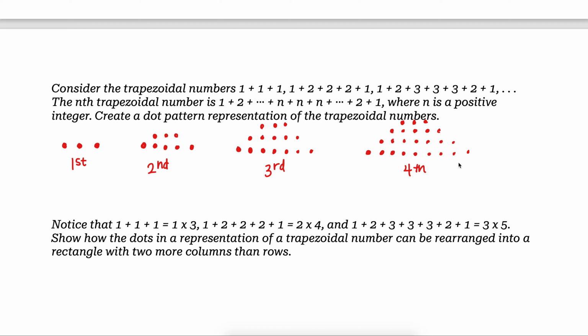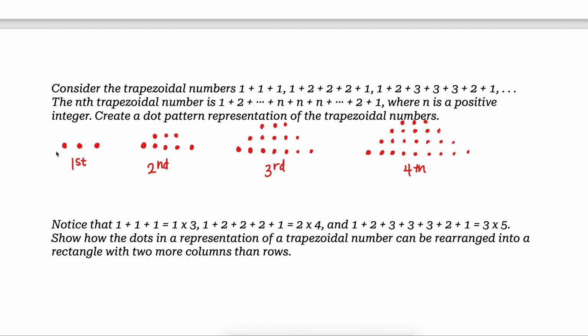So I'm not going to draw the fifth one, but in the fifth one, you'd have 1 dot, 2 dots, 3 dots, 4 dots, then 5 dots, 5 dots, 5 dots in the middle. Then it would step back down, 4 dots, 3 dots, 2 dots, 1 dot. So that's how these are going to work.